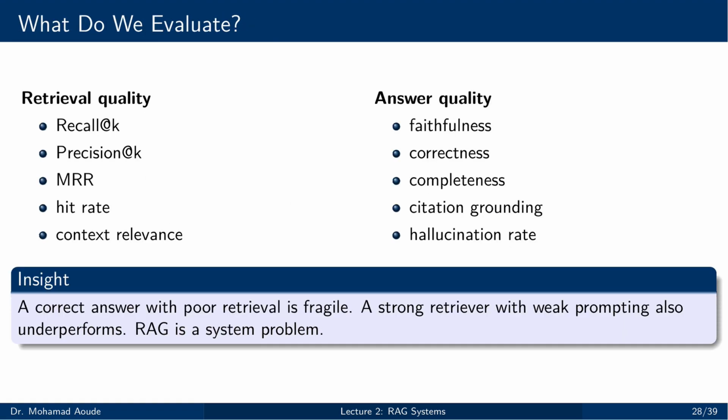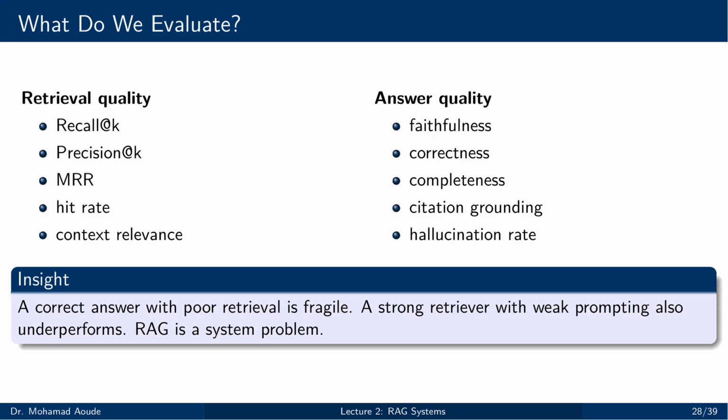There are two broad categories of quality we evaluate in RAG systems. The first is retrieval quality. This includes metrics such as recall at K, precision at K, mean reciprocal rank, hit rate, and general context relevance. These tell us whether the retriever is surfacing the right evidence.